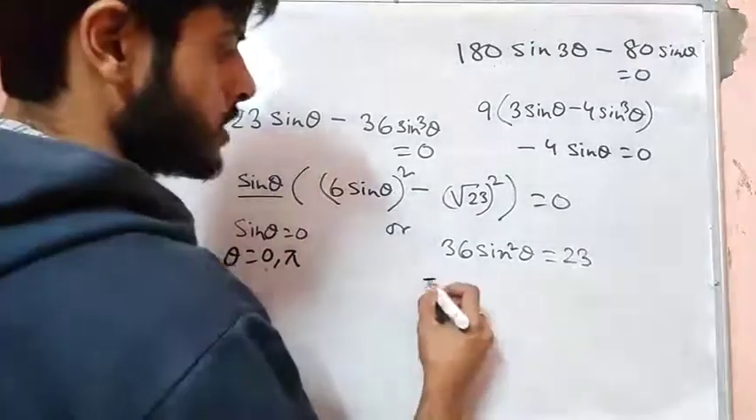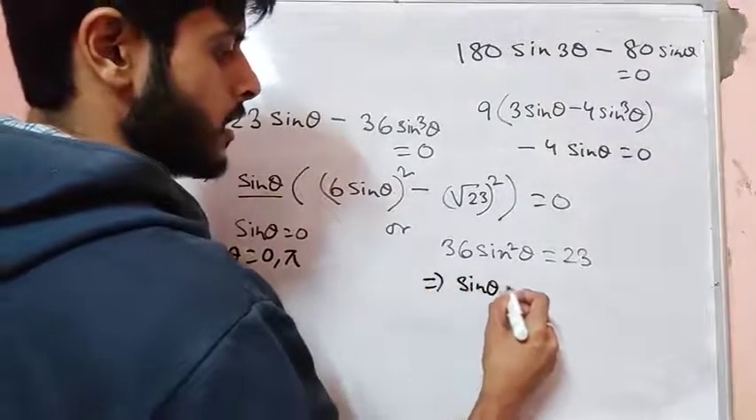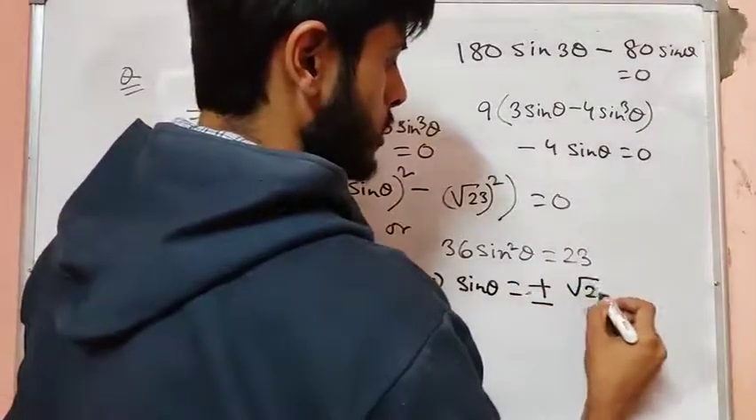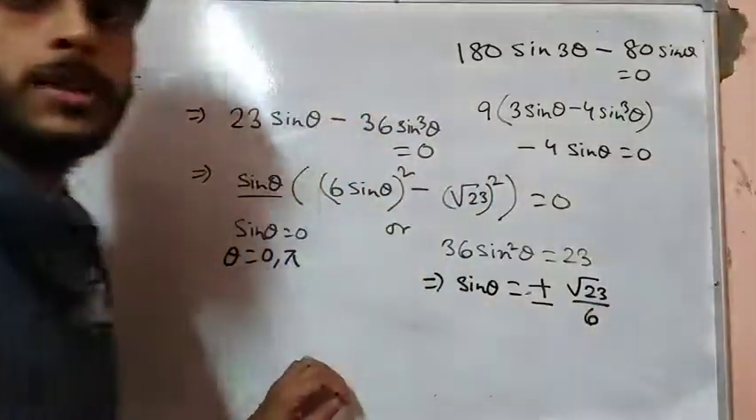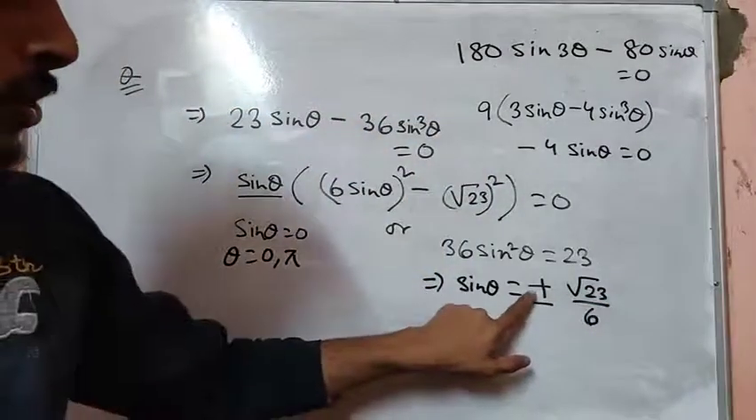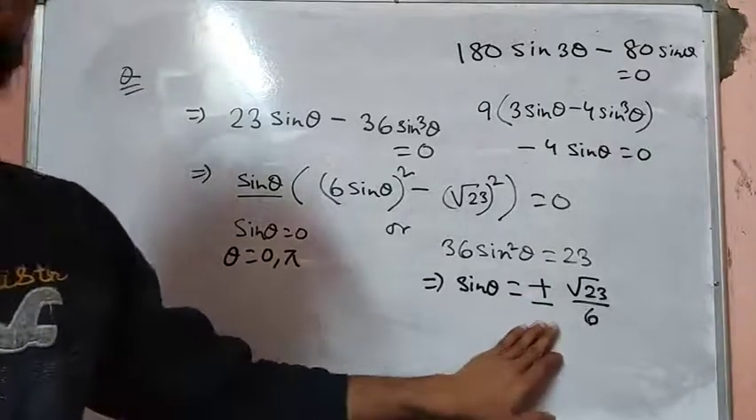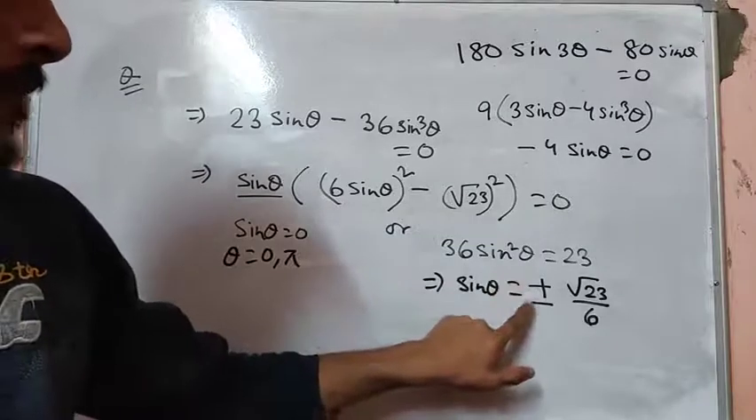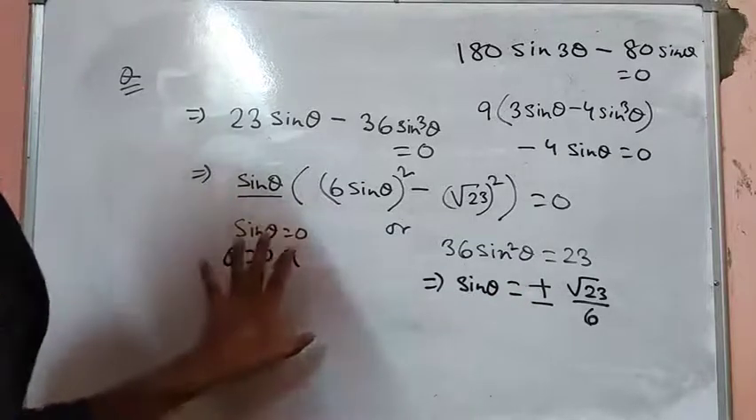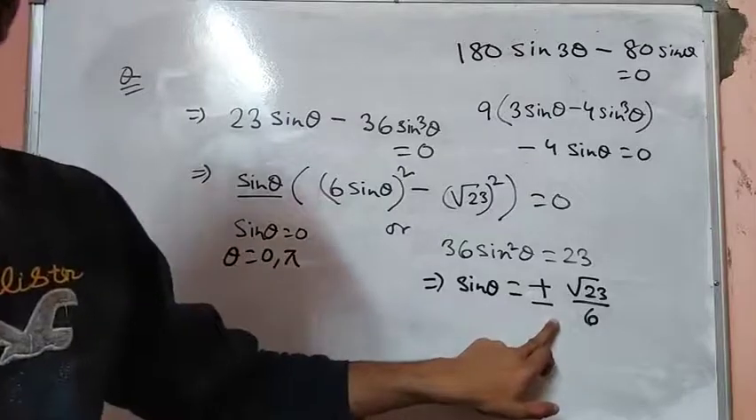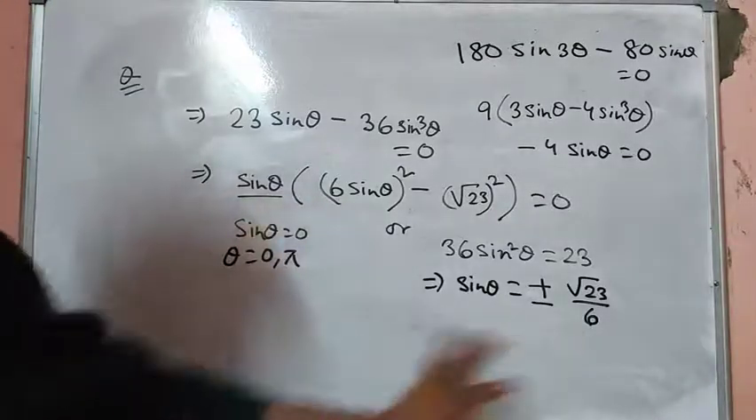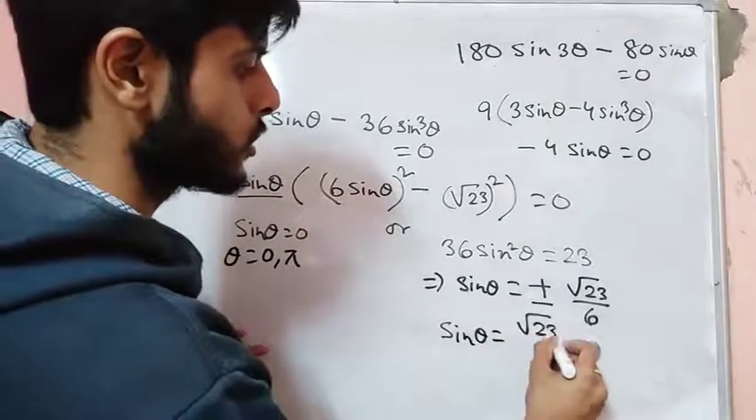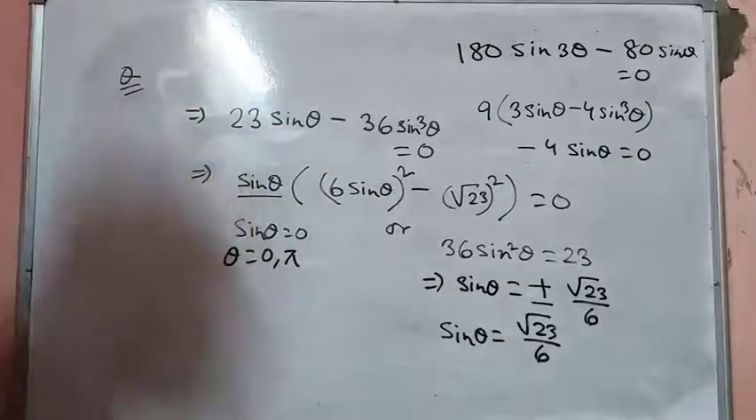So sine theta will be equal to plus minus root over 23 by 6. Mathematically this is plus minus, but we know from the graph that from 0 to pi sine theta is non-negative. So we only need the solution for sine theta equals positive root over 23 by 6.